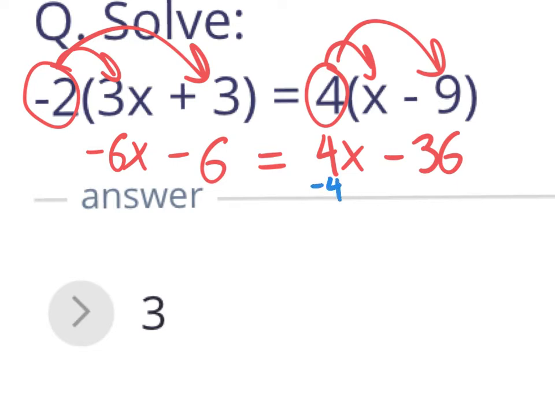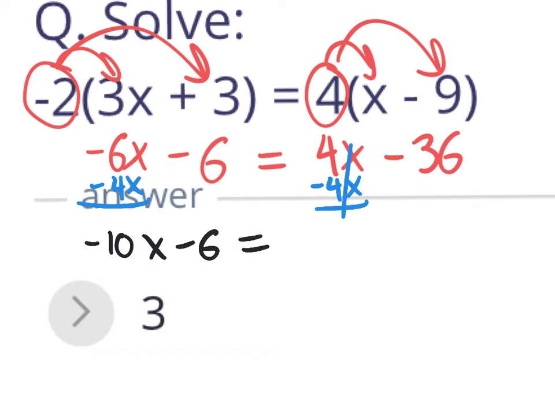I want to get rid of the 4x by subtracting 4x. And what I do to one side, I do to the other side. Negative 6, take away 4x, that is negative 10x. Bring down the minus 6, bring down the equals, bring down that negative 36, and you have a more simple equation with x on the left side.